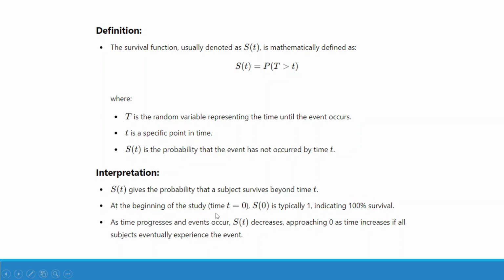At the beginning of the study, that is time t equal to 0, S(0) is typically 1, indicating 100% survival. It means that all patients are alive. As time progresses and events occur, S(t) decreases, approaching 0 as time increases, if all subjects eventually experience the event.